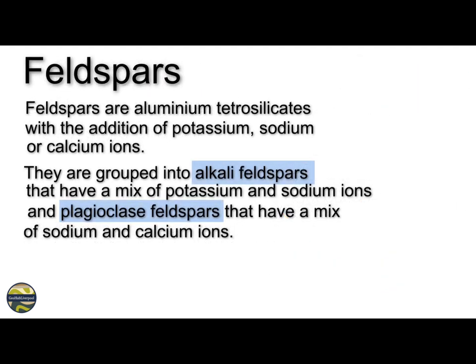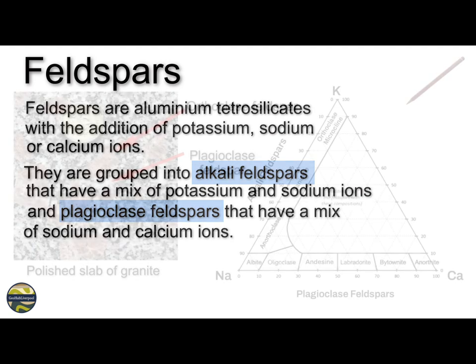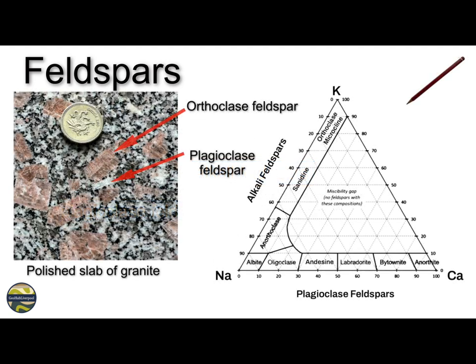60% of the Earth's crust is composed of feldspars. The differences between the feldspars happen because of the amounts of potassium, sodium and calcium ions they contain. This image of granite shows 4 minerals. The large pink crystal of orthoclase feldspar and the smaller white crystals of plagioclase feldspar are marked by red arrows. The other 2 are tiny black mica crystals and grey quartz crystals.